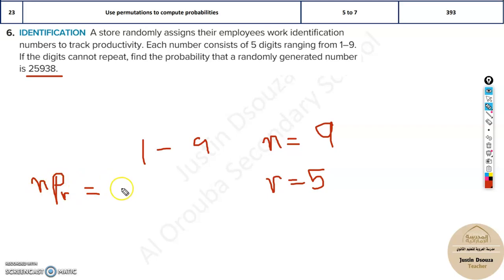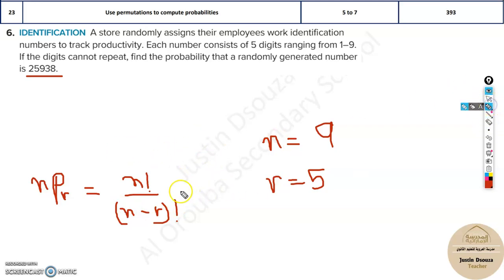nPr is a formula. You can use it by just solving using this formula. It's n factorial divided by (n minus r) the whole factorial. Sorry, this is nPr. Now this is the formula that is used. Now what do you do over here?